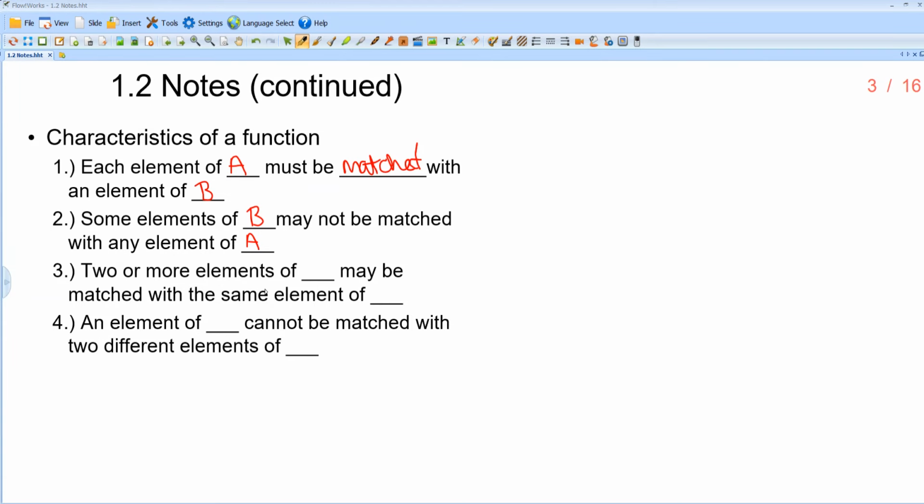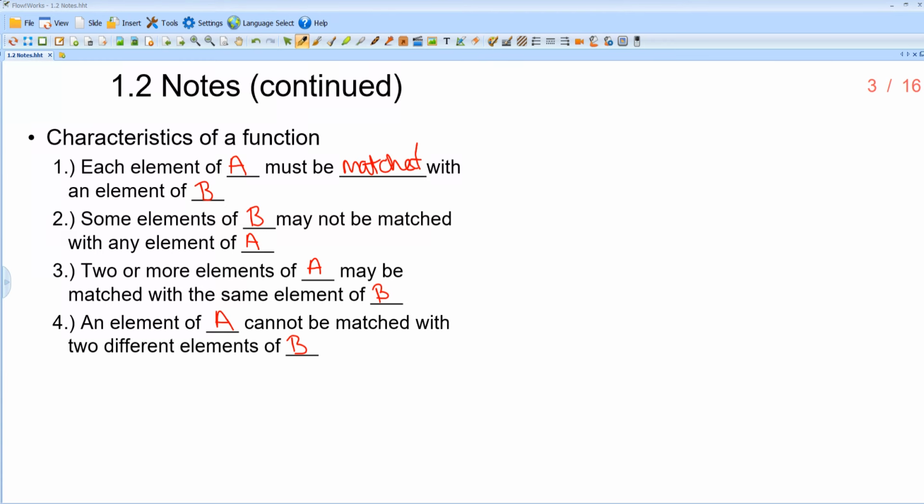Third, 2 or more elements of A may be matched with the same element of B. So again, if we're thinking about this in terms of a graph, X's and Y's, this is just saying that we can have 2 X values that give us the same Y value. That's perfectly okay. On the other hand, an element of A cannot be matched with two different elements of B. So we can have two x's that match to the same y, but we cannot have one x, one element of A, that matches to two different y values.